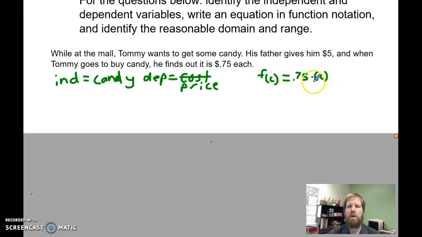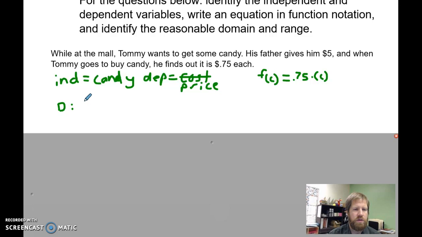So now we've got our equation, and our independent and dependent variable. Now we need to think about a reasonable domain and range. First of all, we're looking at a discrete graph. They're not going to let us buy half or a third of a candy bar. So we're looking at a discrete graph, so our domain is not going to be an inequality.